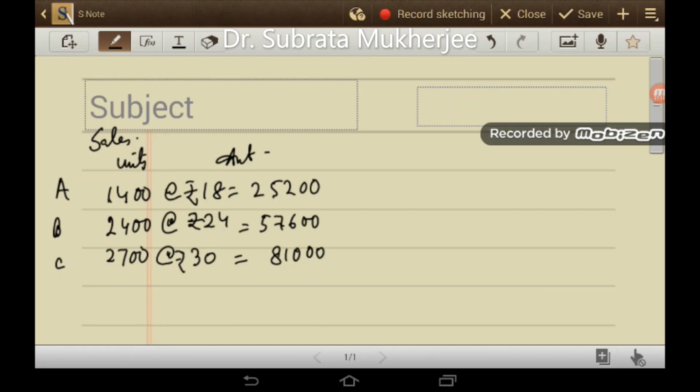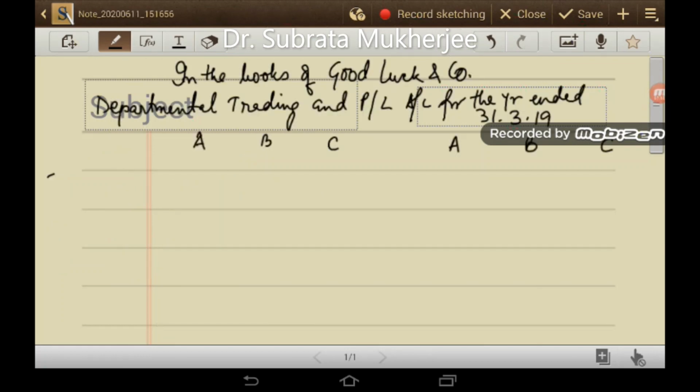So this is the fourth working, and another working I will prepare later on. So I have prepared all the workings, so I will just put the values here. So in the books of Good Luck and Company, Departmental Trading and Profit and Loss account for the year ended 31st March 2019. To opening stock, so in the working I have found out the value of opening stock, which is 1,800, then 3,200 and 5,000. So you will find this value in working number 4.